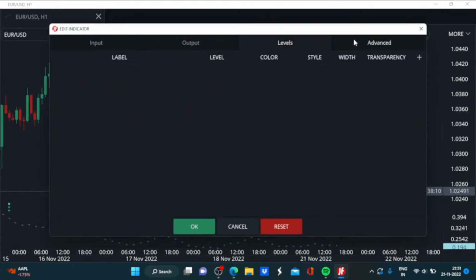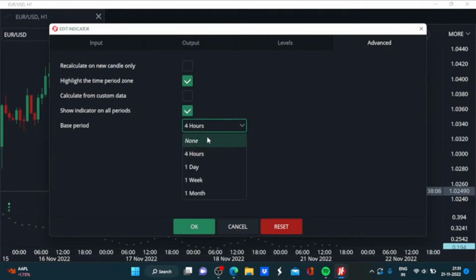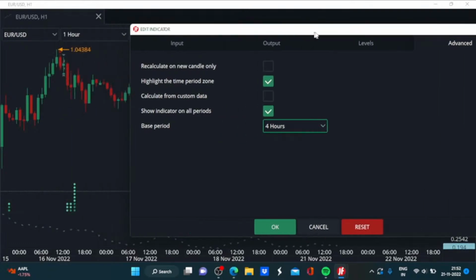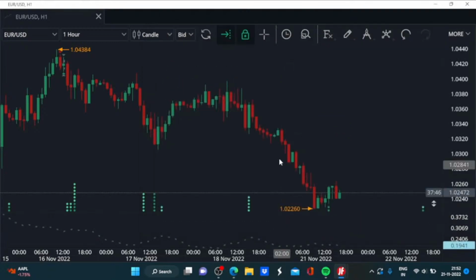Edit. Base period can also be changed. It is going to make little difference. You can go for these combinations, and as you can notice, there will be a slight difference in the output depending on the kind of base period you are using for the calculation of this indicator.